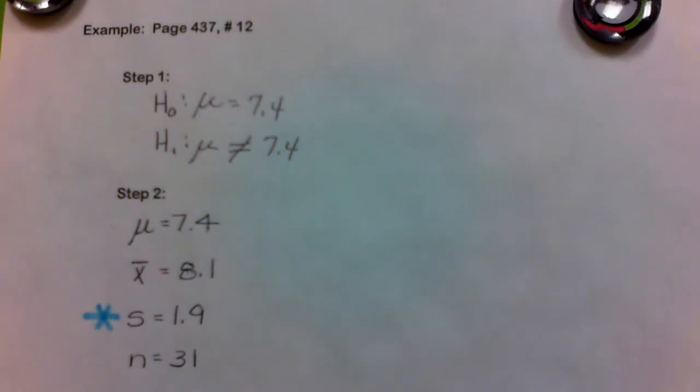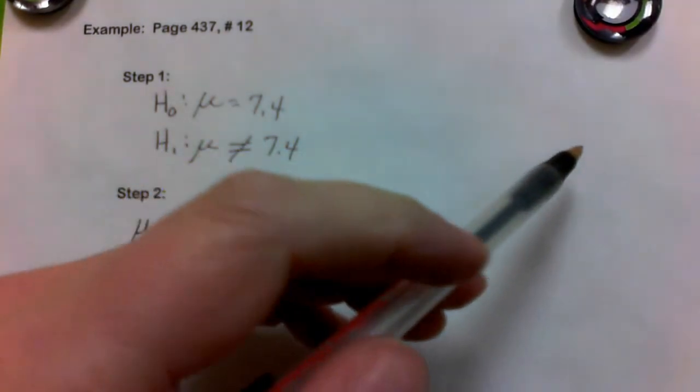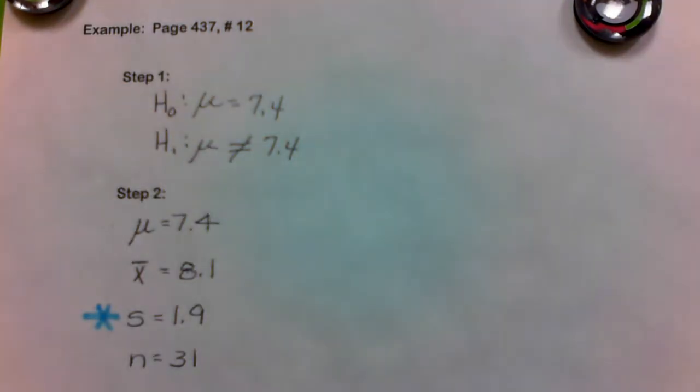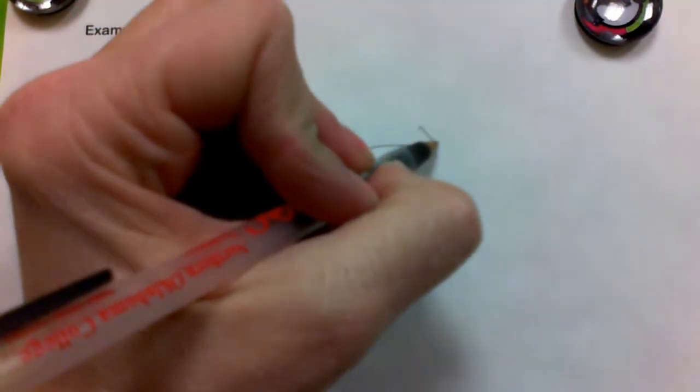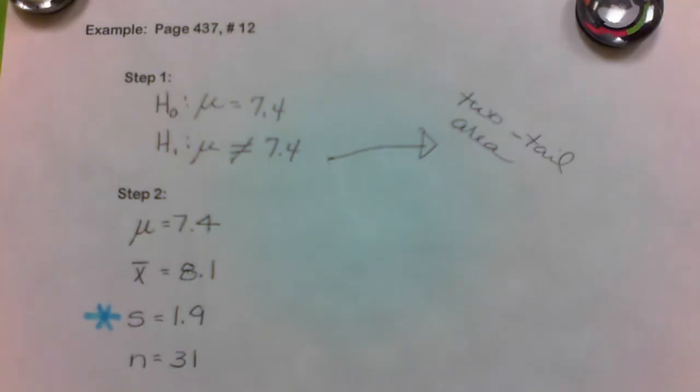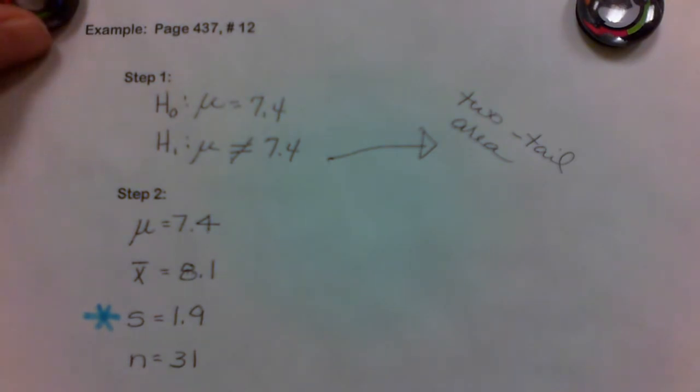mu is equal to the 7.4. The alternate, it said, has changed either way. That would be is not equal to 7.4. Now, we don't draw a normal distribution or a bell curve here because with the student's t-distribution, this alternate, since it is not equal to, tells me I will use 2-tail area on the student's t-distribution. Okay, so I don't have to draw the picture because all I need to know is it's a 2-tail area.